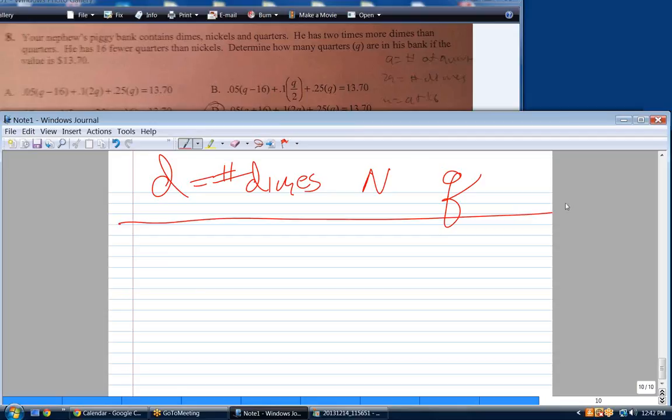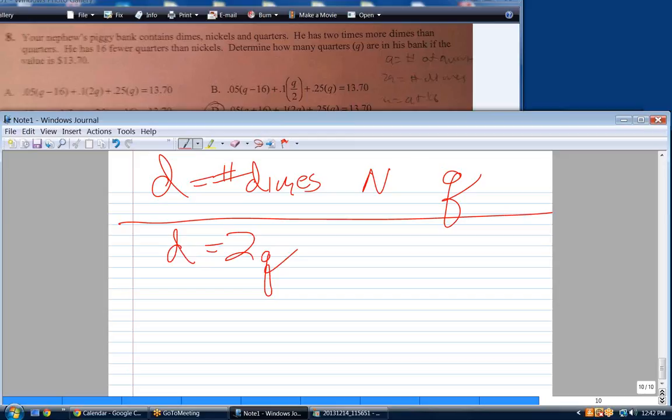Oh, okay. And the only reason I defined them is because it's important to know that there's a difference. D is not equal to the value of the dimes. D is equal to the number of dimes you have. N is equal to the number of nickels, and Q is the number of quarters. So one equation is he has 2 times more dimes than quarters. So dimes is equal to 2Q.